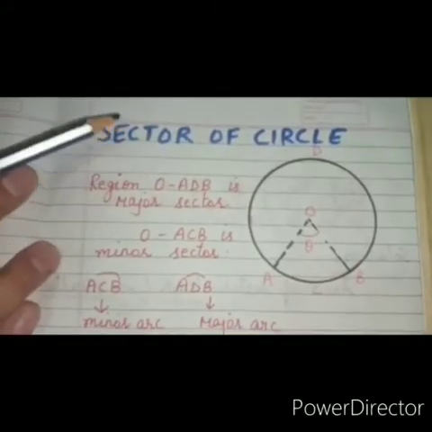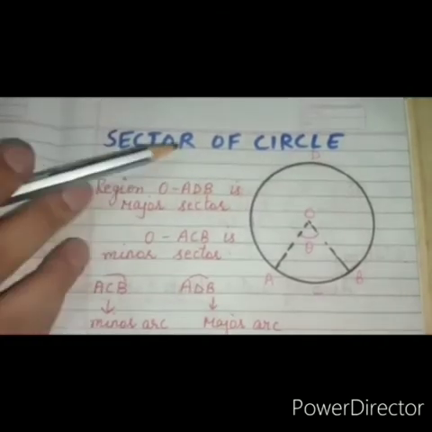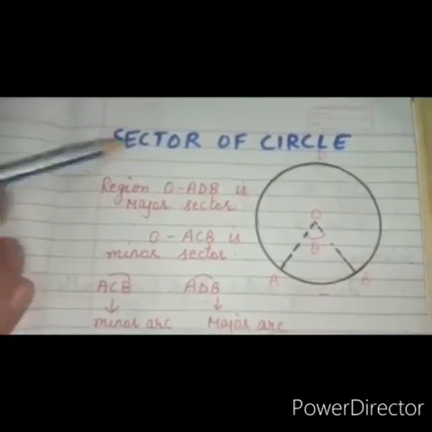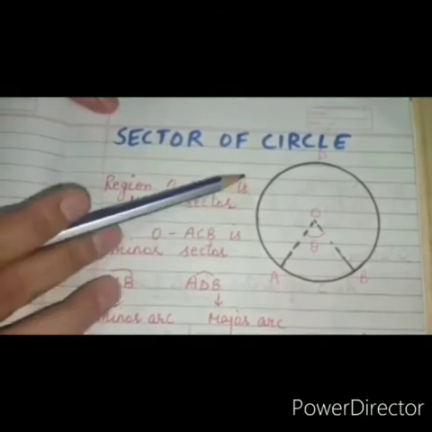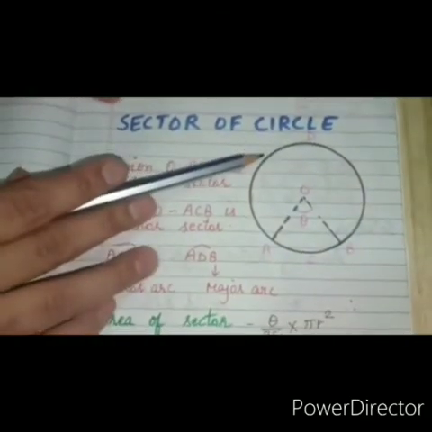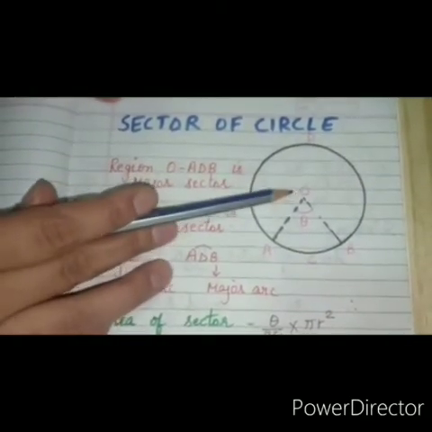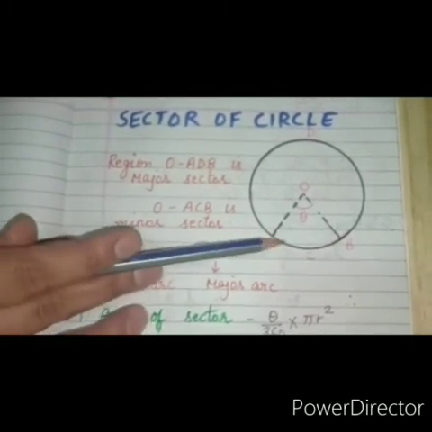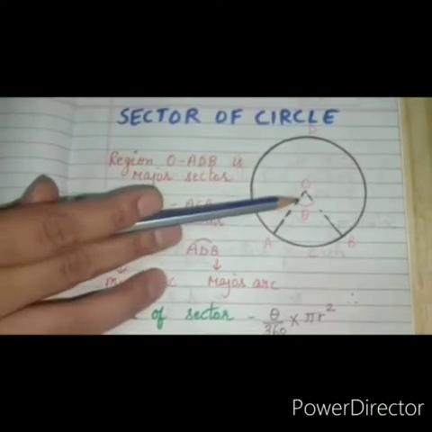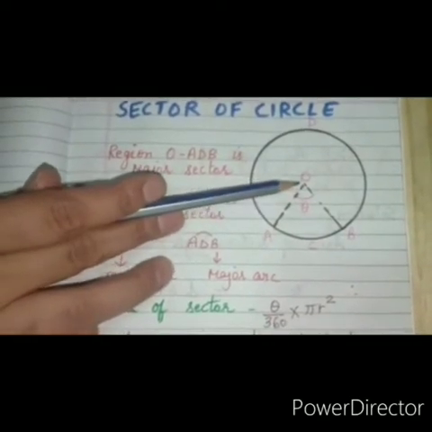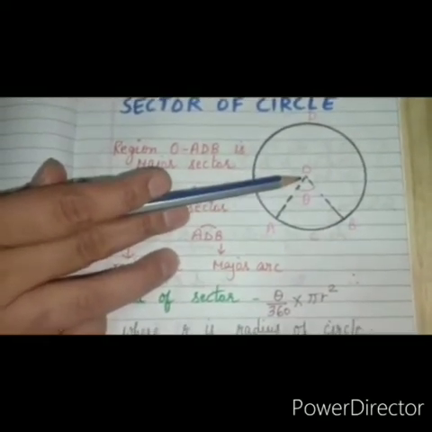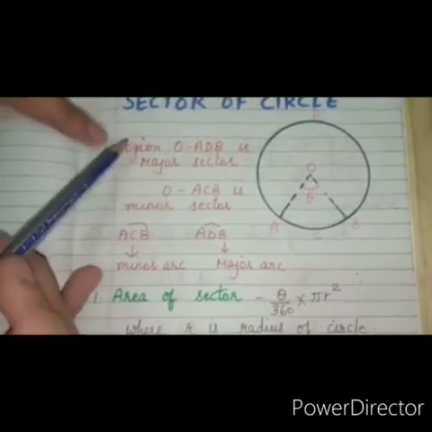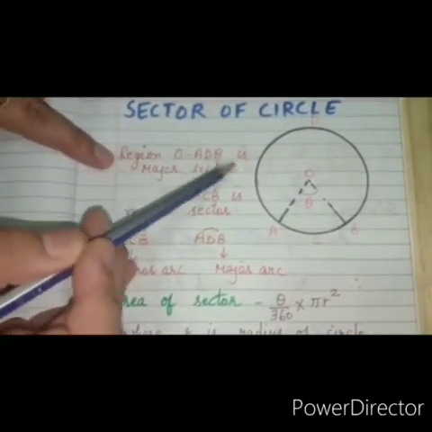So let's continue our examples in the implementation of solving the exercise. See, sector of a circle. Here this is a circle which I have shown you. Say O is the center, and AB is the arc of this circle. This arc AB subtends an angle theta at the center, right? This is called the central angle. Now, what is this? Region OADB.